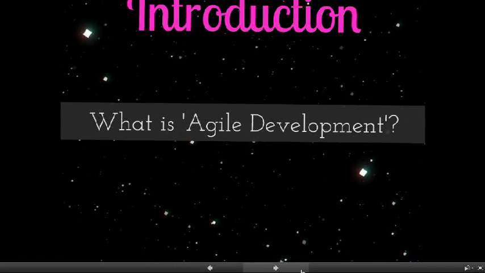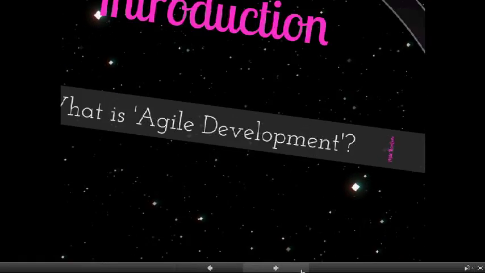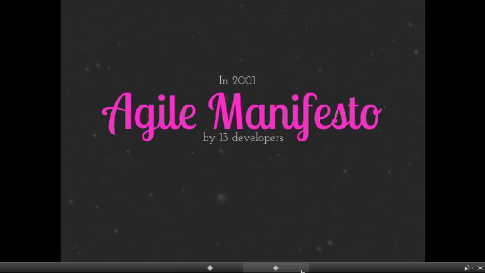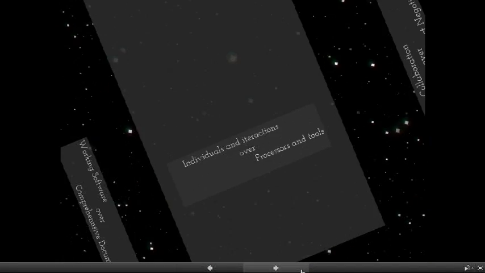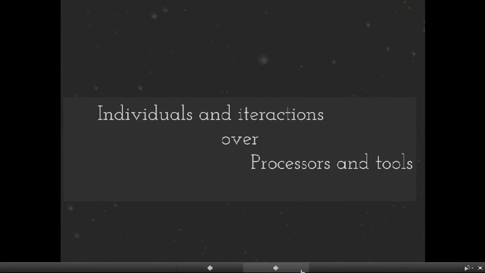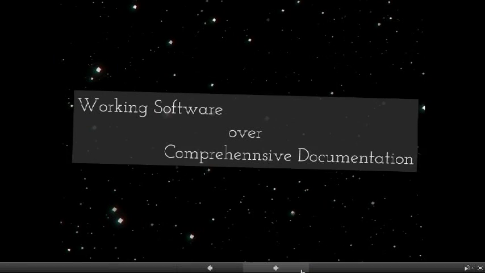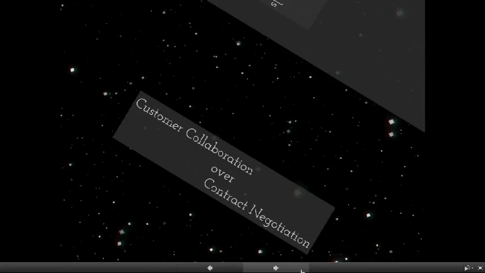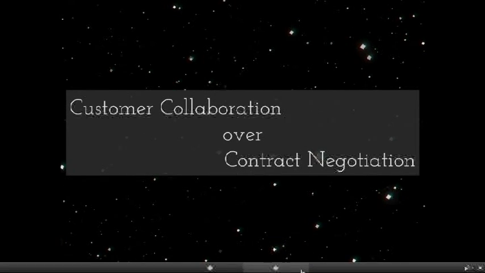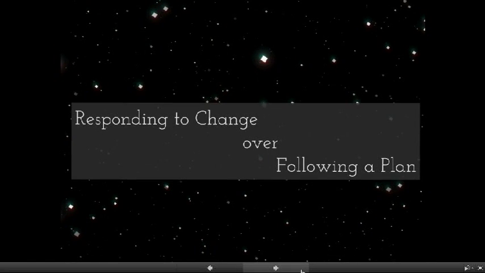In 2001, 13 developers got together in search of a solution for the failure rate and created the manifesto of Agile software development, where they defined what Agile software development is. Individuals and interactions over processes and tools, working software over comprehensive documentation, customer collaboration over contract negotiation, responding to change over following a plan.